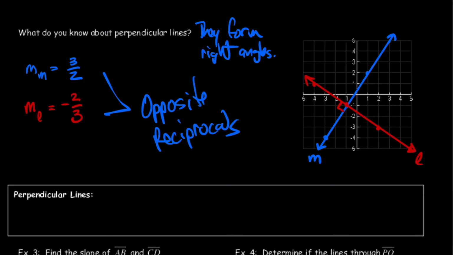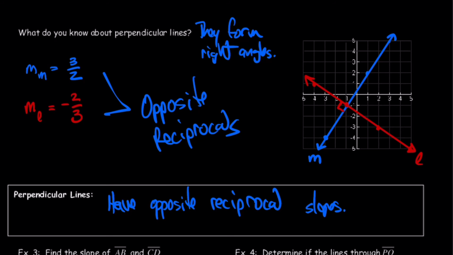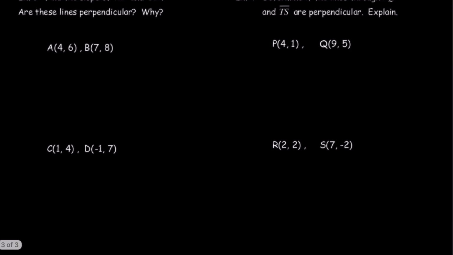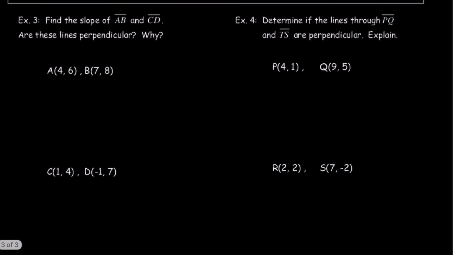So perpendicular lines have opposite reciprocal slopes. All right, so we're going to try a couple examples here. Now I'm going to ask you, are these lines perpendicular?